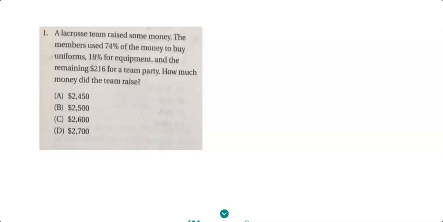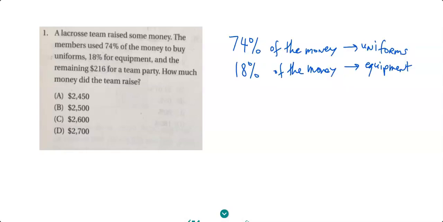Okay, so the first problem is a word problem, and it says a lacrosse team raised some money. The members used 74% of the money to buy uniforms, 18% for equipment, and the remaining $216 for a team party. How much money did the team raise? So the rest of the money, this would add up to 92%, so the remainder of the money is 8% of the money.